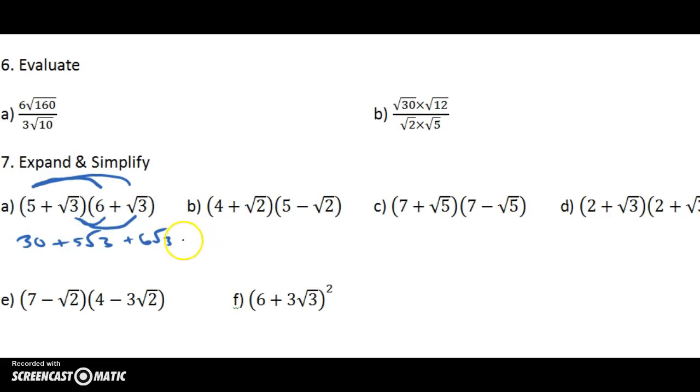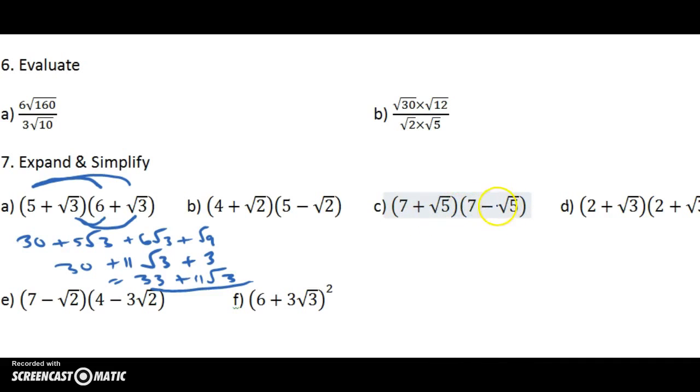And root 3 times root 3 is the square root of 9, which we know as 3. 5 lots of root 3 add 6 lots of root 3 is 11 lots of root 3. And we've got our 30. So when we simplify it, we've got 30 add 3, which is 33. And then we've got 11 lots of root 3. Job done.